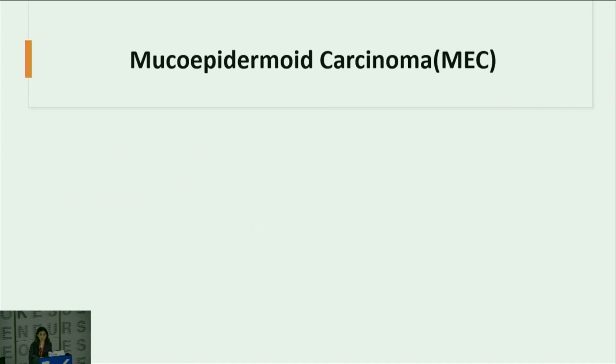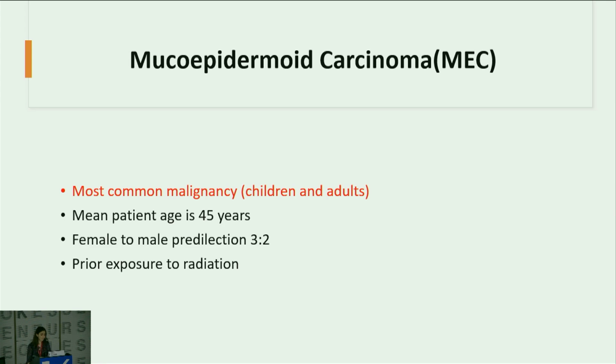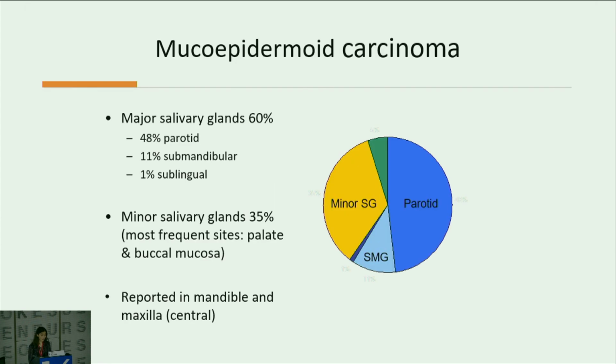Moving to mucoepidermoid carcinoma. Mucoepidermoid carcinoma is the most common malignant salivary gland tumor in both children and adults. Interestingly, similar to pleomorphic adenoma, prior exposure to radiation has been reported to increase the risk of mucoepidermoid carcinoma. This tumor is most commonly seen in a major salivary gland, with parotid predominating. Around 35% of mucoepidermoid carcinomas occur in minor salivary glands, and it can rarely happen centrally, involving the mandible and maxilla.